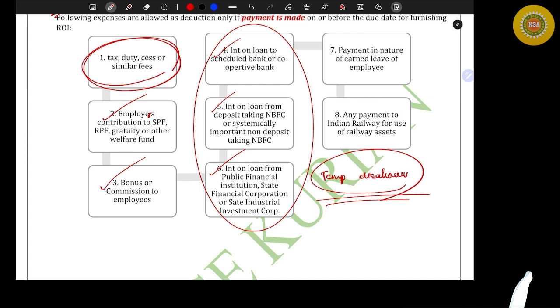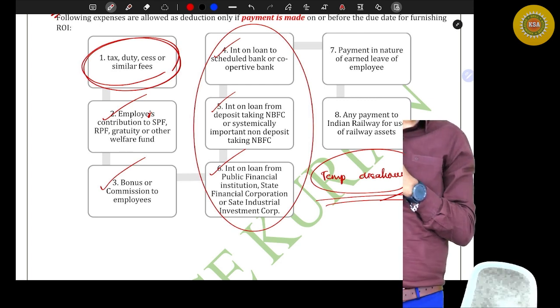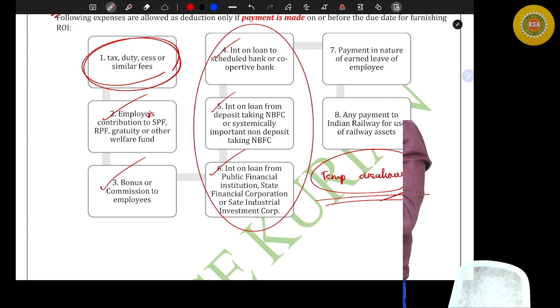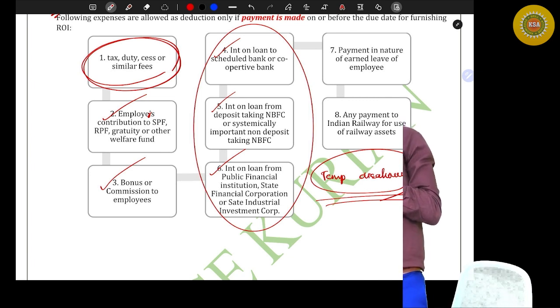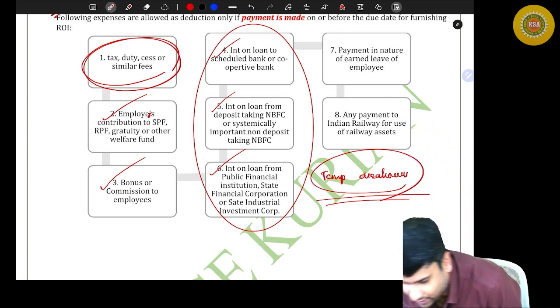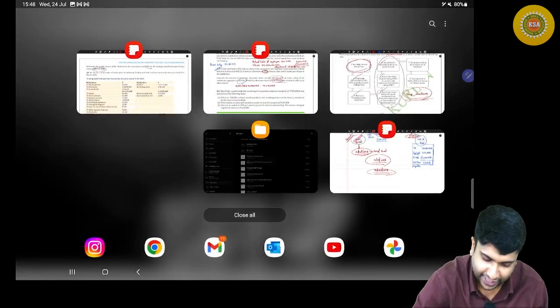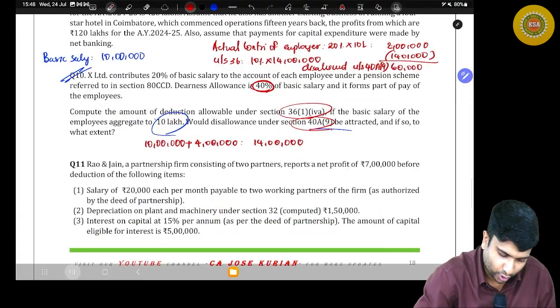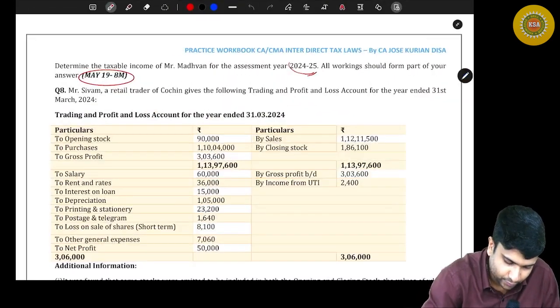Now let me give you a question. Based on whatever we have discussed from yesterday, from 28 to 43B, you have to make use of it and give me the answer. It's a fantastic question. So take your question sheet that I've shared with you.